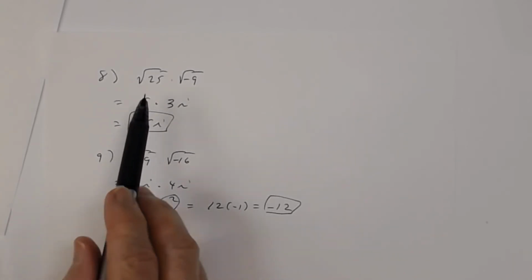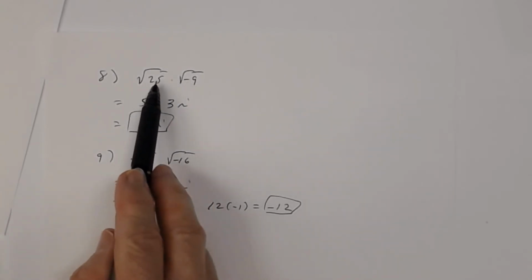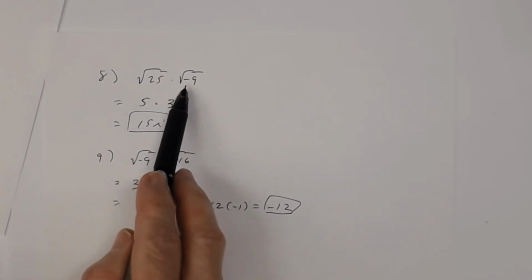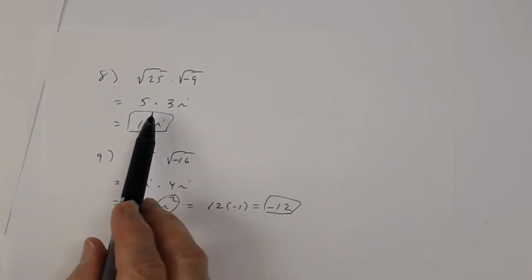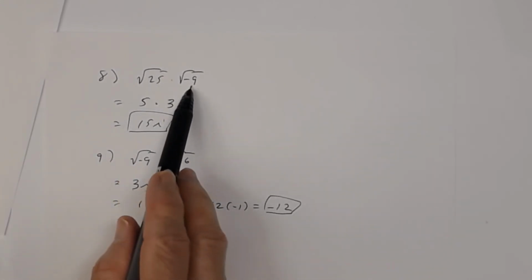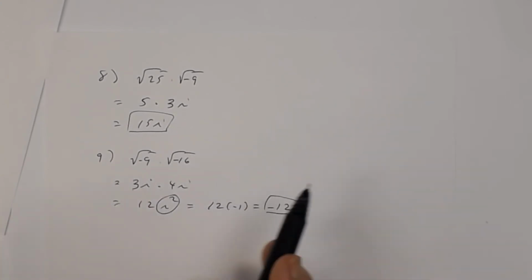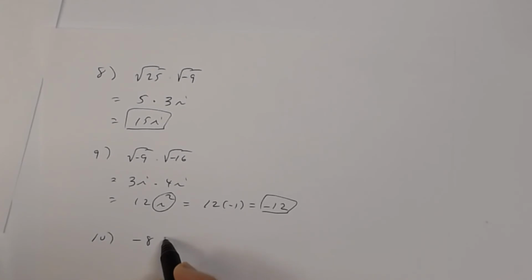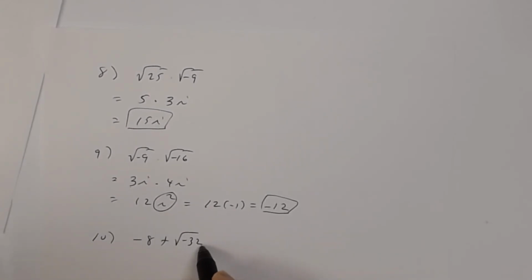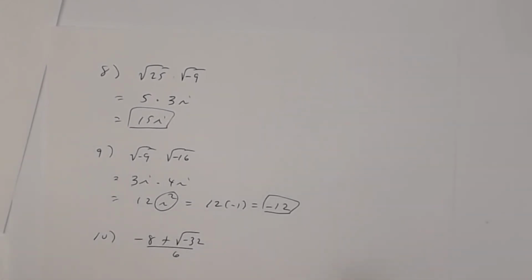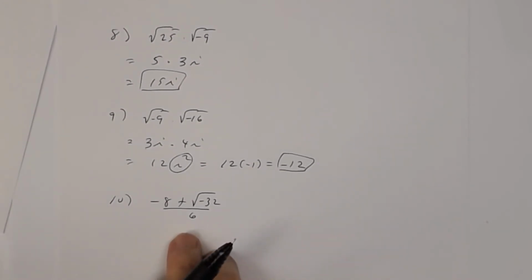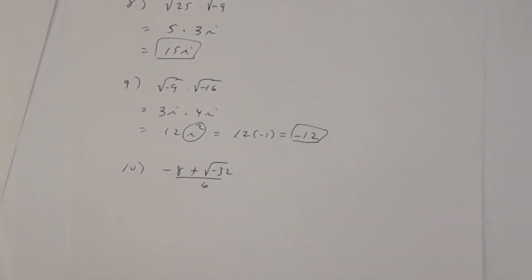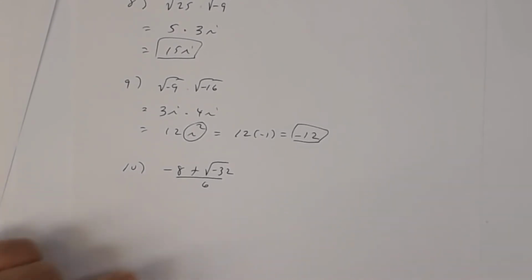So that's why you'll notice that I did not multiply these out together first. I just went ahead and simplified each one first. Okay? All right, and then finally, number 10, we have negative 8 plus the square root of a negative 32, divided by 6. Now you're going to see this again when we talk about using the quadratic formula. It'll look like this again when you use the quadratic formula.